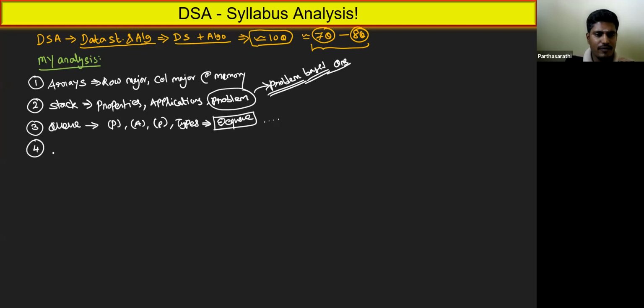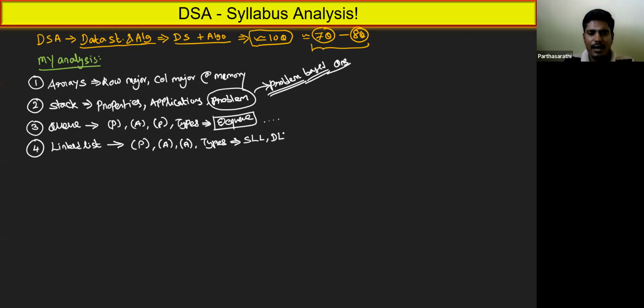The fourth topic of interest is linked list, where we are going to store the elements in order, but we are going to take memory into account. So here also you have to discuss the properties, applications, problems, and types. With respect to linked list, there are different types like singly linked list, doubly linked list, circularly linked list. So you have to concentrate on the types also.